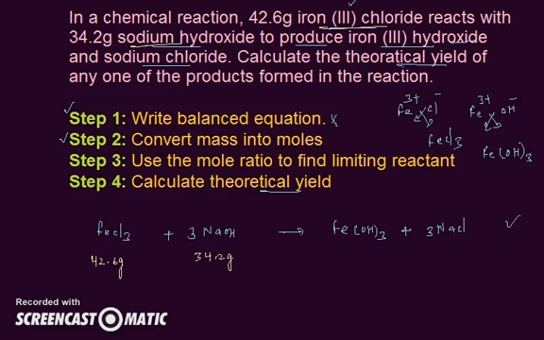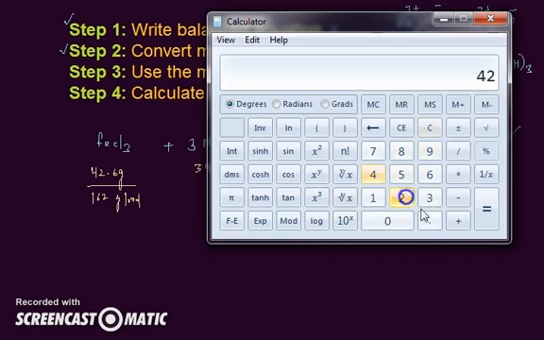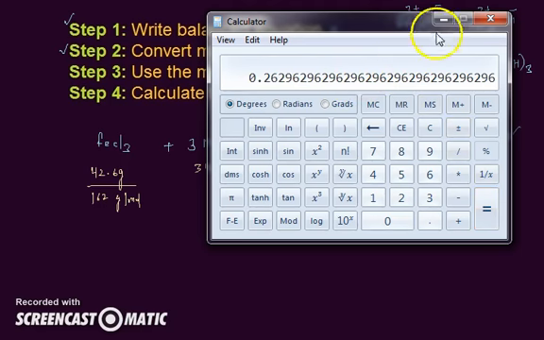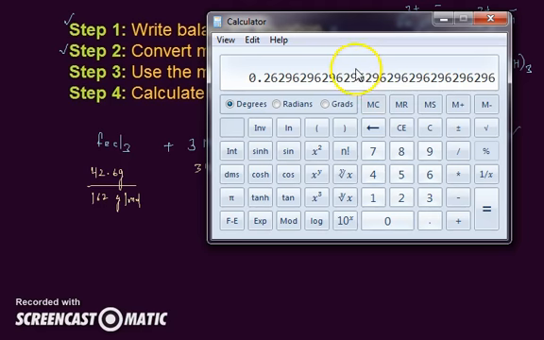Well, the molar mass of iron chloride is 162, and the unit is gram per mole. We divide the mass of iron chloride by its molar mass to get moles, and we use the calculator. The mass is 42.6, and it is divided by its molar mass, that is 162. This is the value we get, but we need to report it with the least significant figures. If we look at the mass of this reactant, you can see that the mass is given with 3 significant figures, 1, 2, 3. That's why we pick up this value with 3 significant figures.